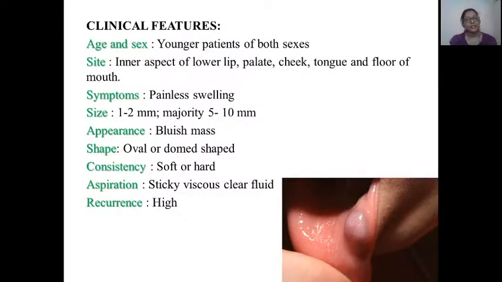The clinical features are: it is usually seen in younger patients of both sexes, and the most common site is the inner aspect of the lower lip, palate, cheek, tongue and floor of the mouth. Usually painless. Size varies from 1 to 2 mm and maximum 10 mm. Appearance is bluish, usually oval or dome shaped. Consistency is soft, sometimes hard but usually soft. Aspiration is sticky, viscous, clear fluid, and recurrence rate is very high.